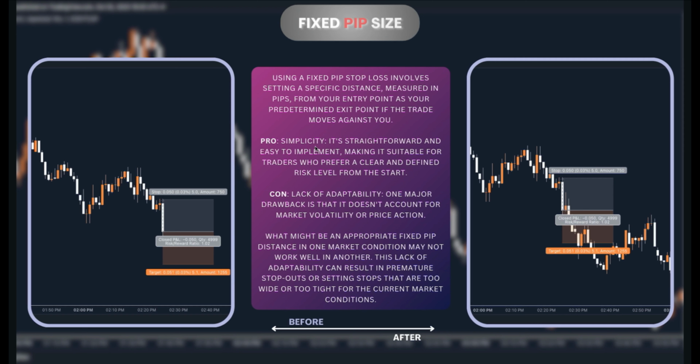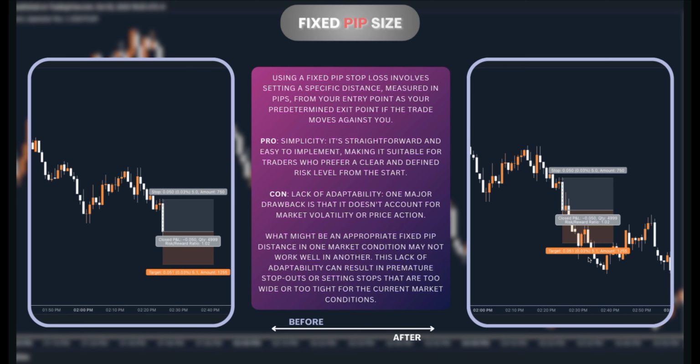Now, there's a pro to this though. It's very simple, right? It's straightforward and easy to implement, making it suitable for traders who prefer a clear and defined risk level from the start. Now, the problem is its lack of adaptability. One major drawback is that it doesn't account for market volatility or the price action that you're currently seeing. So what might be an appropriate fixed pip distance in one market condition may not work well in another. This lack of adaptability can result in premature stop outs or setting stops that are too wide or too tight for the current market conditions.